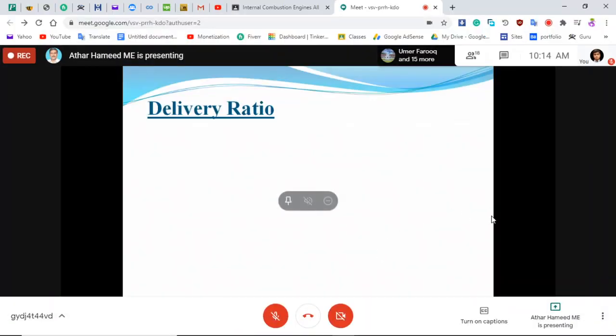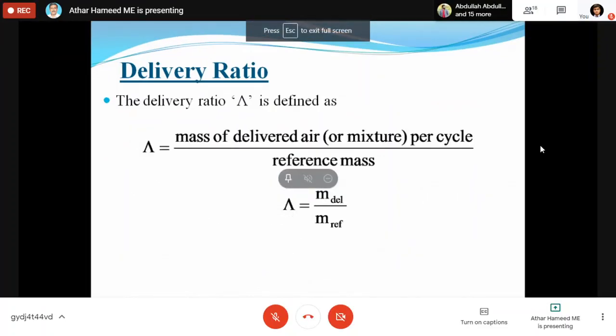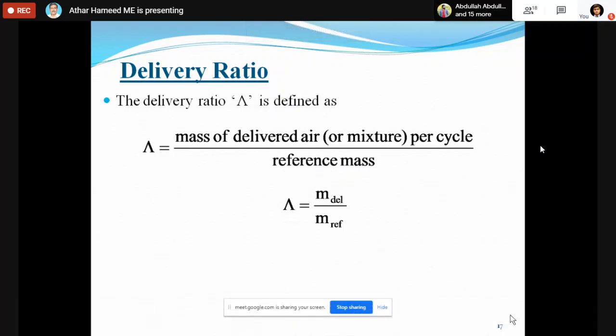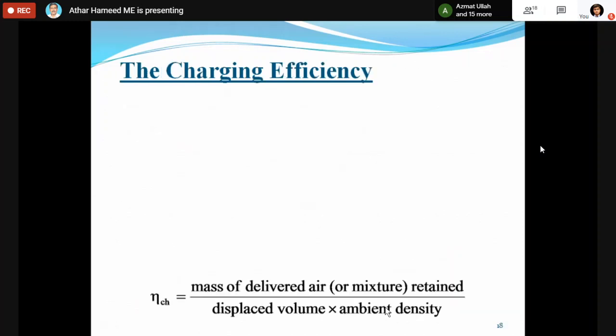I have just made some of these a little bit easy. Delivery ratio is the same, which I just told you yesterday. That is the mass of delivered air or mixture per cycle divided by reference mass. In this equation, the reference mass is the displaced volume and the intake density. So it is the same.